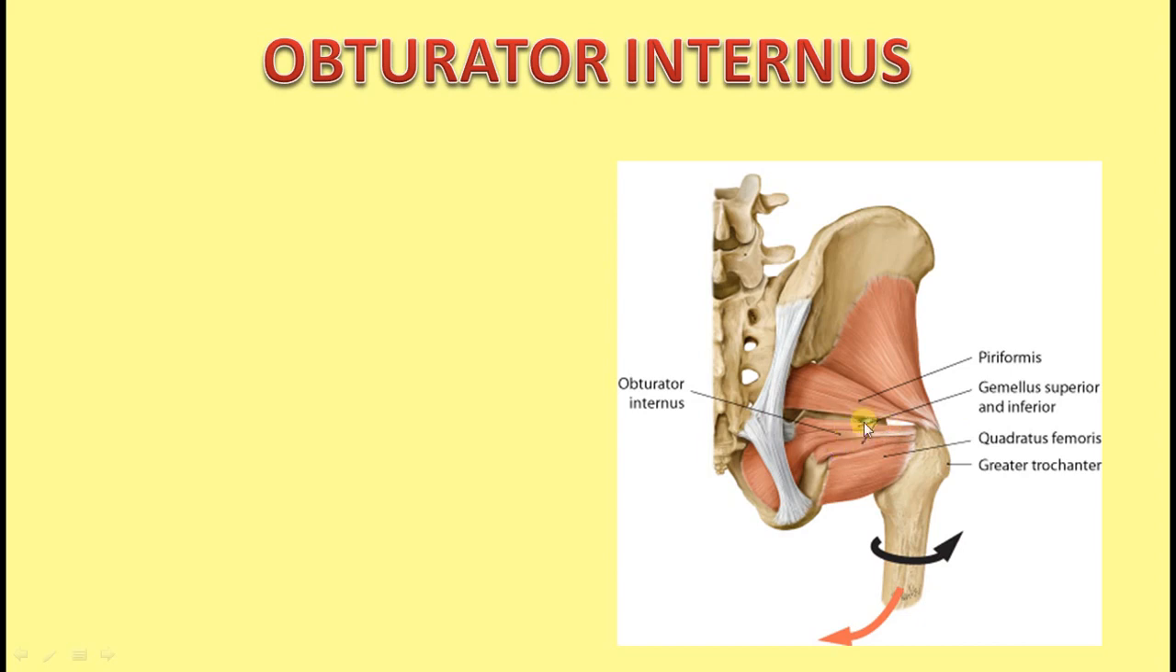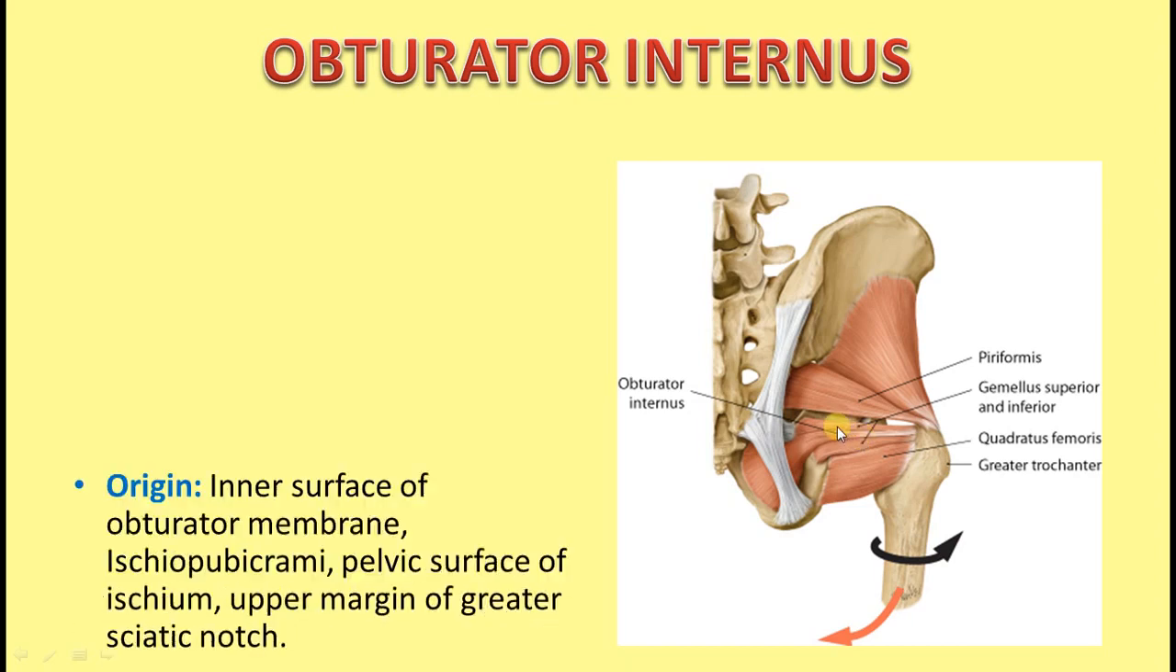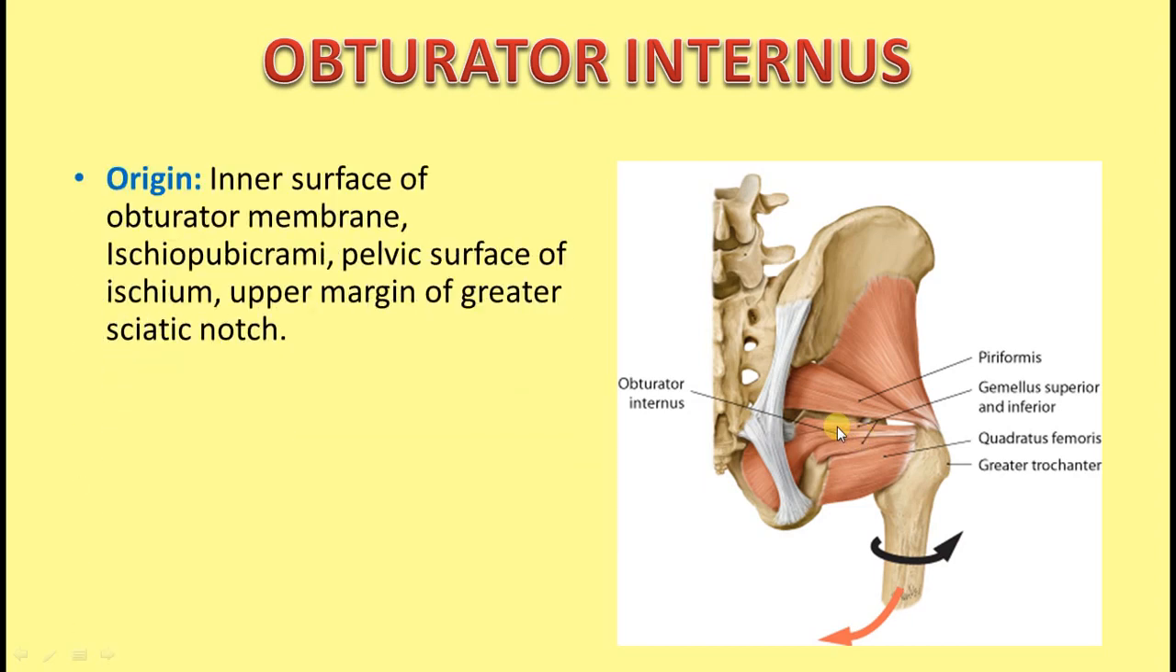So thereby this tendon is separated from the tendon which is present anteriorly, that is the obturator externus. So the obturator externus tendon is separated from the obturator internus tendon by a groove which is formed by the gemellus superior and inferior. Okay. That is what arises from the obturator membrane, ischiopubic rami and pelvic surface of the ischium.